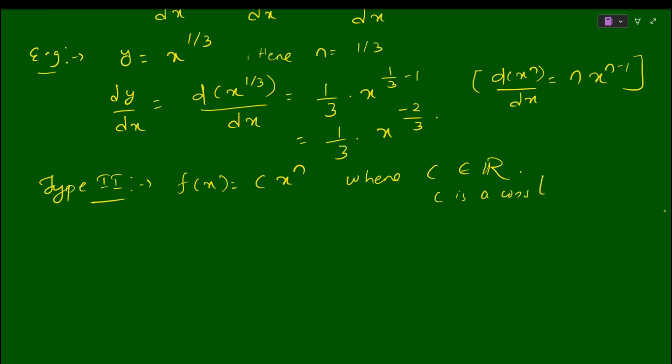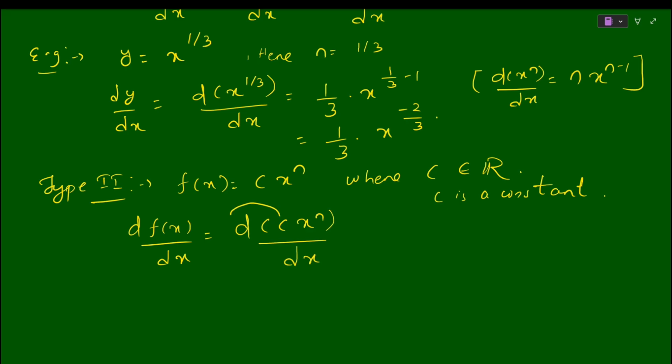So how to find the derivative here? While finding the derivative, the role of the constant is nothing here. We will just put it outside of the derivative. Suppose this is the derivative of c x to the power n by dx. I will take this c out of the derivative, so it would be c times the derivative of x to the power n by dx. This value is equal to c into n x^(n-1).